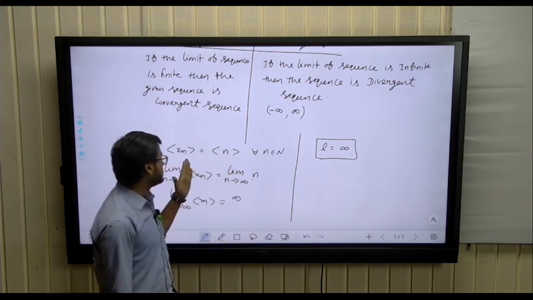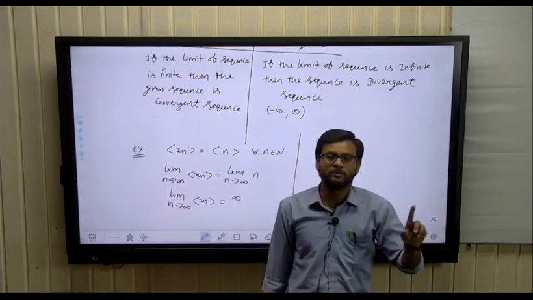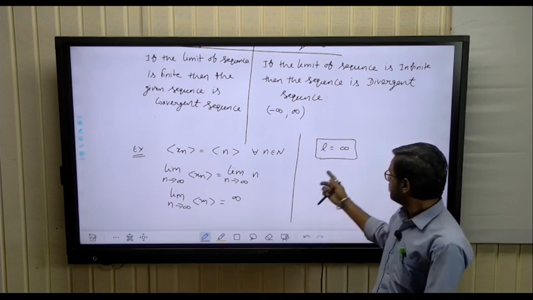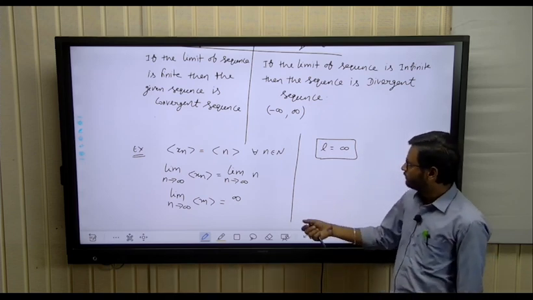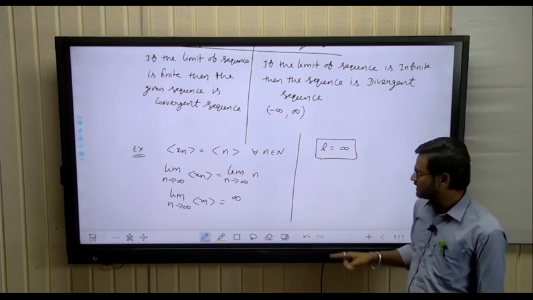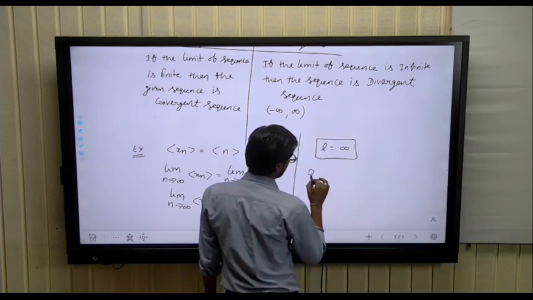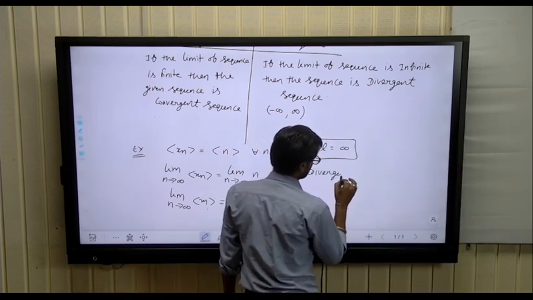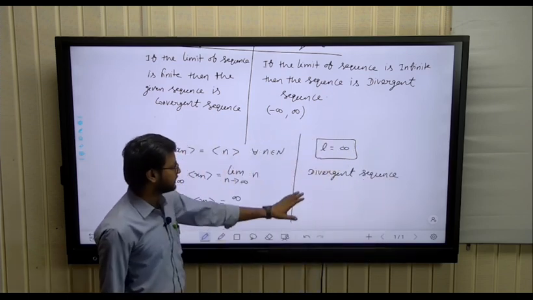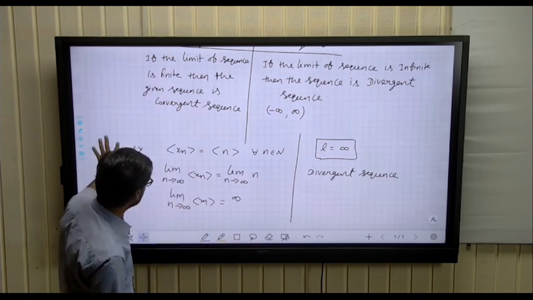So, what do we say about the sequence? The sequence is divergent, because the definition of divergent says that if the limit of a sequence is infinite, then the sequence is a divergent sequence. Here we find the limit of this sequence and notice that the limit of the sequence is infinity. So, this is a divergent sequence. Okay.